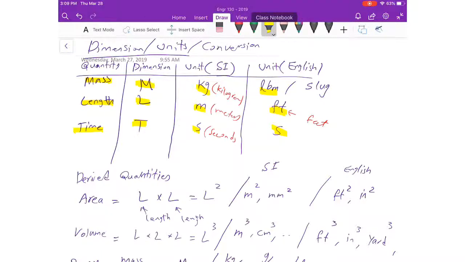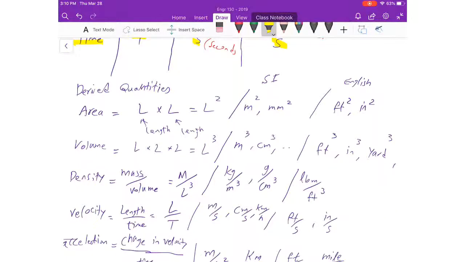If we talk about derived quantities like area, area can be written as length times length, which is equal to L square. So the dimension of area is L square. In SI we can use units like meter square, millimeter square, and in the English system units like feet square and inch square. The derived quantity for volume will be length times length times length, L cube, or meter cube, centimeter cube, feet cube, inch cube, yard cube, mile cube, so whatever to the power of 3.